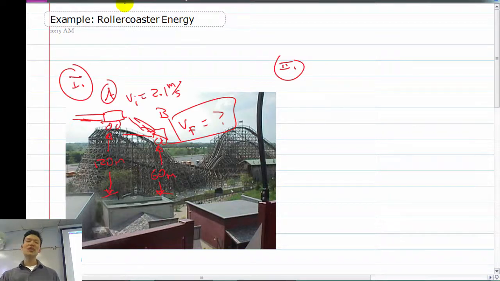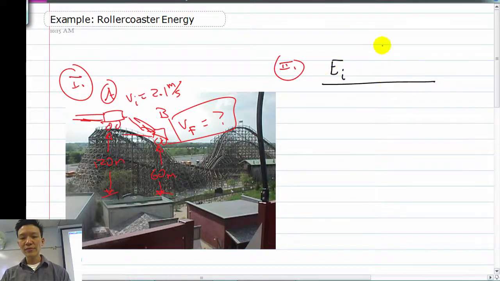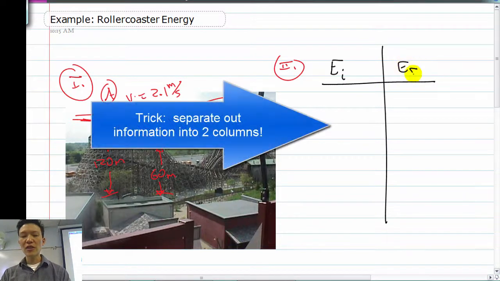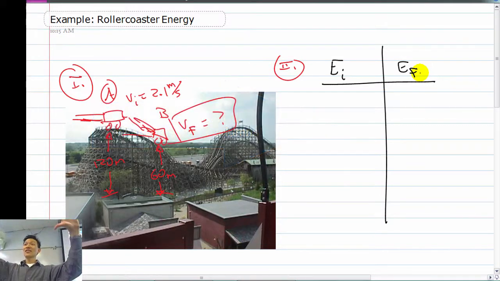So in step 2, the secret, when you break down your knowns and unknowns, is to separate information into 2 columns, not X and Y for projectiles, but what for energy? Anybody know? Energy initial and what? Energy final. In other words, you're trying to picture in your head what kind of energy did we put into our pie at the start, and then at the end, how did that pie get divvied up?